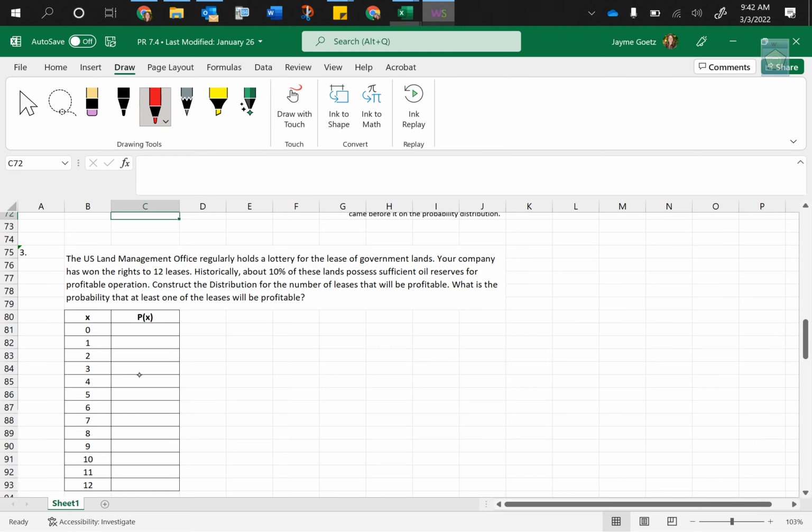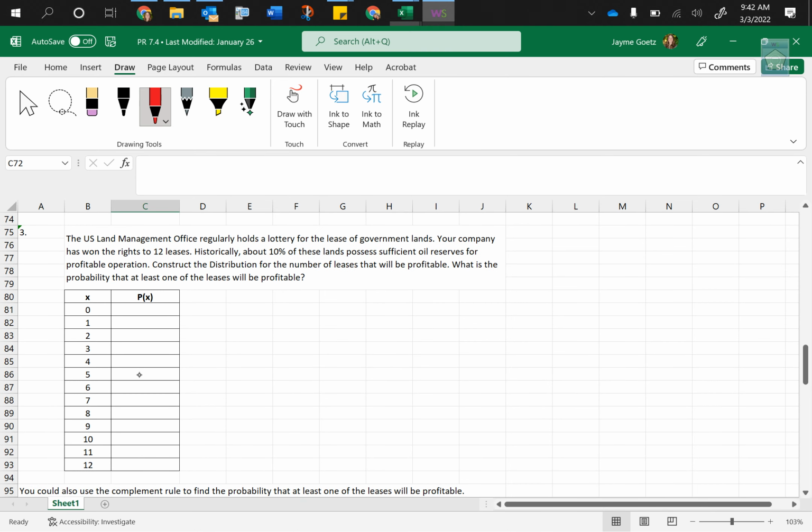All right. Number 3 says, the U.S. Land Management Office regularly holds a lottery for the lease of government lands. Your company has won the right to 12 leases. Historically, about 10% of these lands possess sufficient oil reserves for profitable operation. Construct the distribution for the number of leases that will be profitable. What is the probability that at least one of these leases will be profitable?